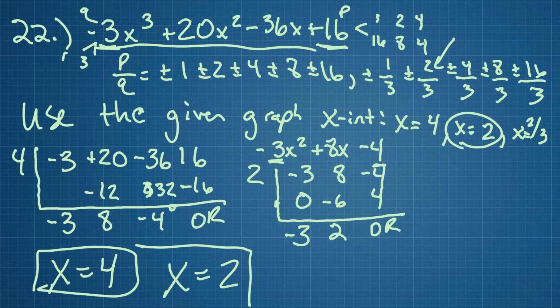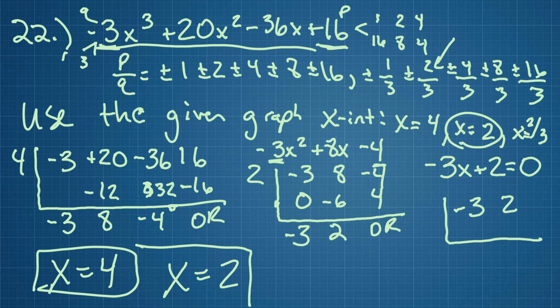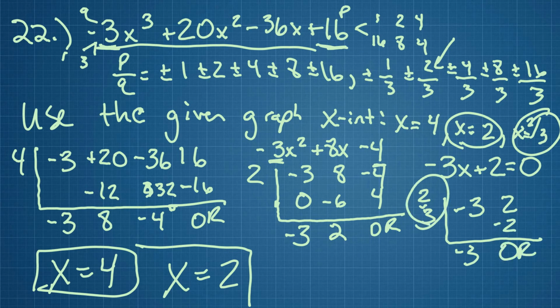Now I have a couple options here. I could make this minus 3x plus 2 and set it equal to 0. Or I'm just going to do synthetic division again because it's really short now. I'm going to put minus 3 and 2. I'm going to put 2/3 on the outside. Drop down the negative 3. Negative 3 times 2/3 is negative 2. No remainder, which means that works too. So these all are valid answers. And that's it. 22 is done.